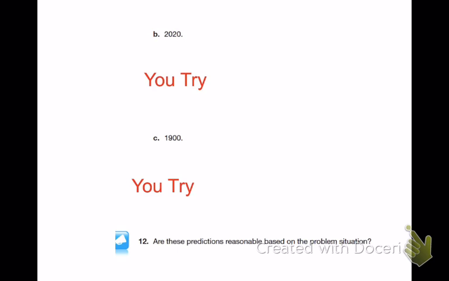Now that you're done with number 11, parts B and C, let's go ahead and answer 12. Are these predictions reasonable based on the problem situation? Meaning, do these predictions for the year 2020 and 1900 make sense? Yes or no? And explain. You would say these predictions are reasonable because, or you would say these predictions are not reasonable because, or you can say one is reasonable and one isn't, and explain why.